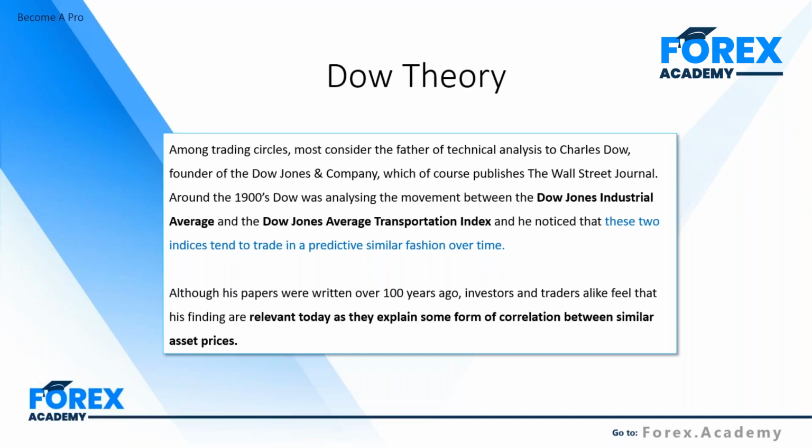Around the 1900s, Dow was analyzing the movement between the Dow Jones Industrial Average and the Dow Jones Transportation Average, and he noticed that these two indices tend to trade in a predictive, similar fashion over time. So just some context for you here on Dow theory. Although his papers were written over 100 years ago, investors and traders alike feel that his findings are relevant today as they explain some form of correlation between similar asset prices.